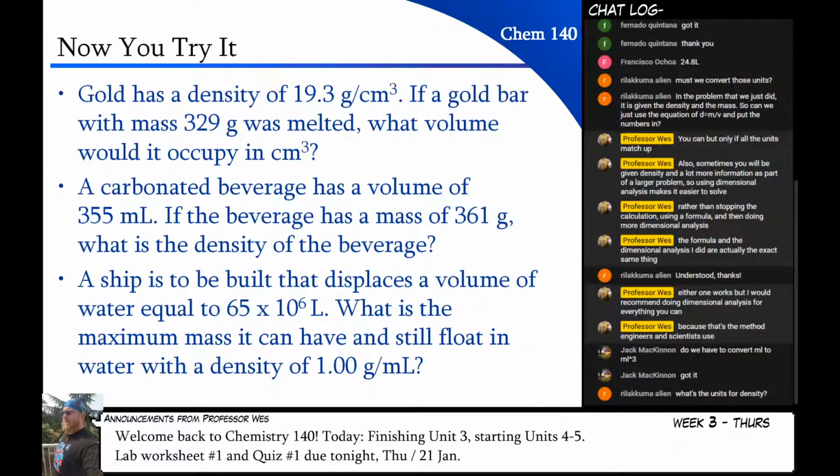What are the units for density? Well, so it's a beverage. So what were those units? They're a few slides back. And I'll give you a hint. You don't have to do much work for the carbonated beverage problem.